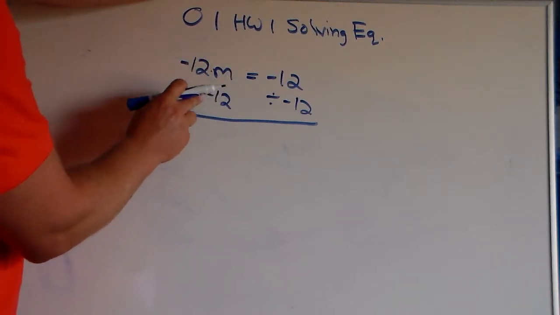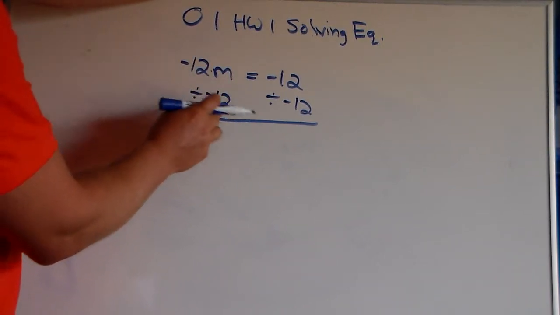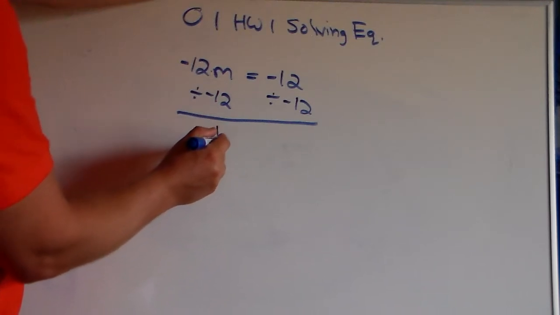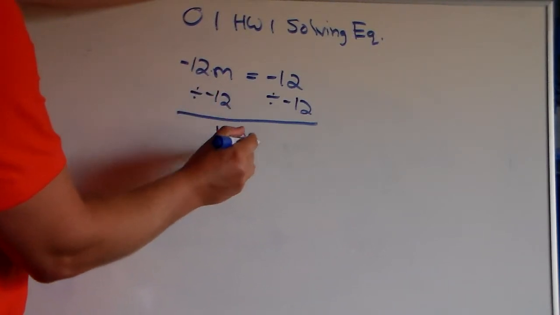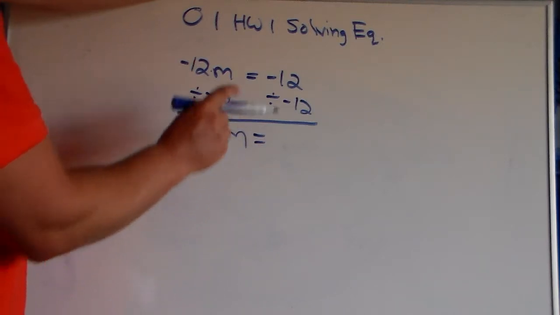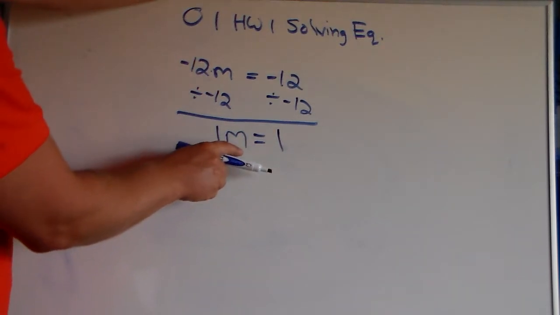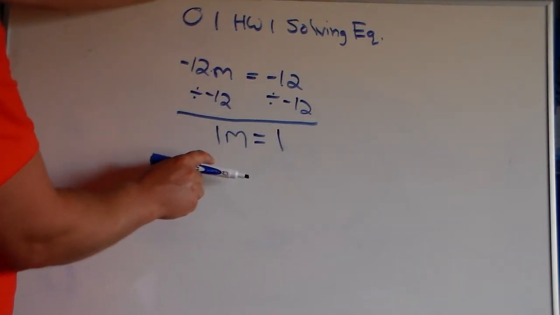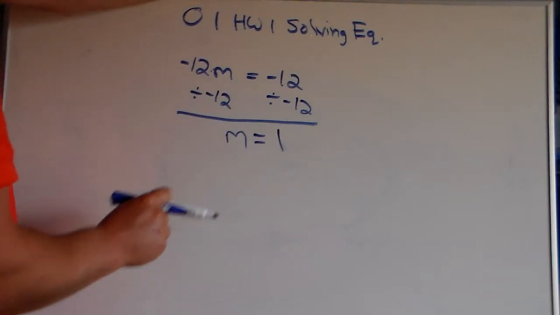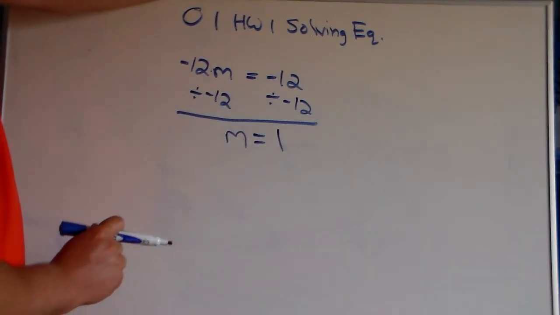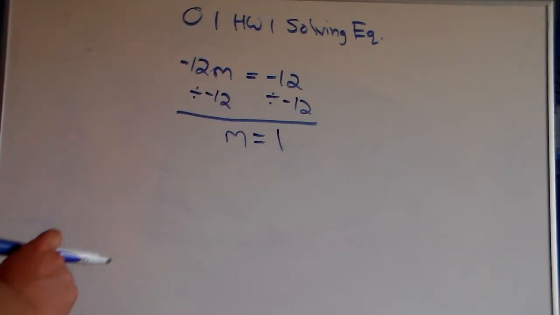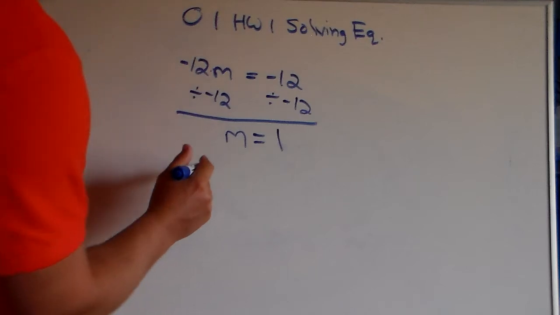Negative 12 times m divided by negative 12. Well, negative 12 divided by negative 12 is 1. Carry down our m, because it's 1m. It's equal to negative 12 divided by negative 12 gets you 1. Now the 1m, that's just 1 times anything as itself. We could actually just get rid of the 1. And it's just m. So m equals 1. And that'll be option D for problem number 6.